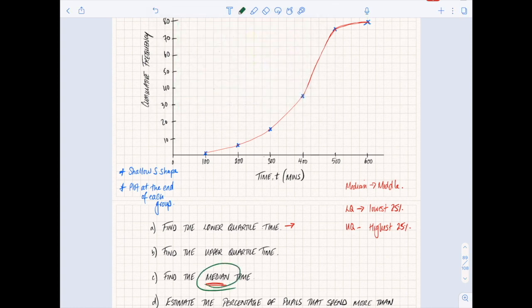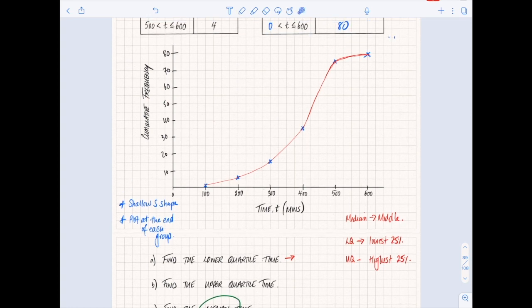So median is the middle. I know that in this graph there are 80 pieces of data. So I'm going to look for the middle of 80, which is 40, and go to 40 on that line, draw a line across, and then read down to see where I get to. The reason I've gone to 40 is because there's 80 pieces of data. The median is the middle. Go to 40, read across, read down.